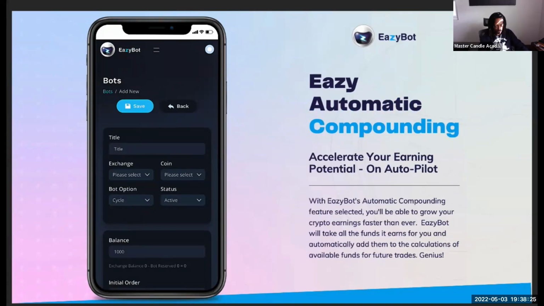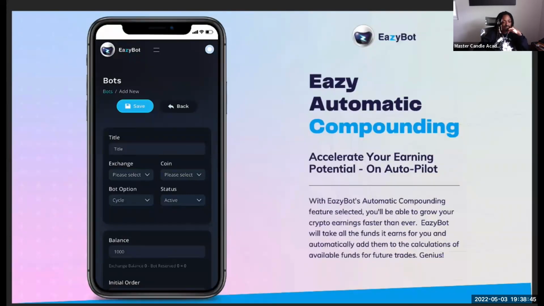It's genius. Let's say you have $10,000 in your account and Eazy Bot makes a trade for you and makes $100 in one trade. Now what happens is it's going to add that to your initial balance, and the next trade you have that same day is going to be based off $10,100. Guys, that is beyond powerful.